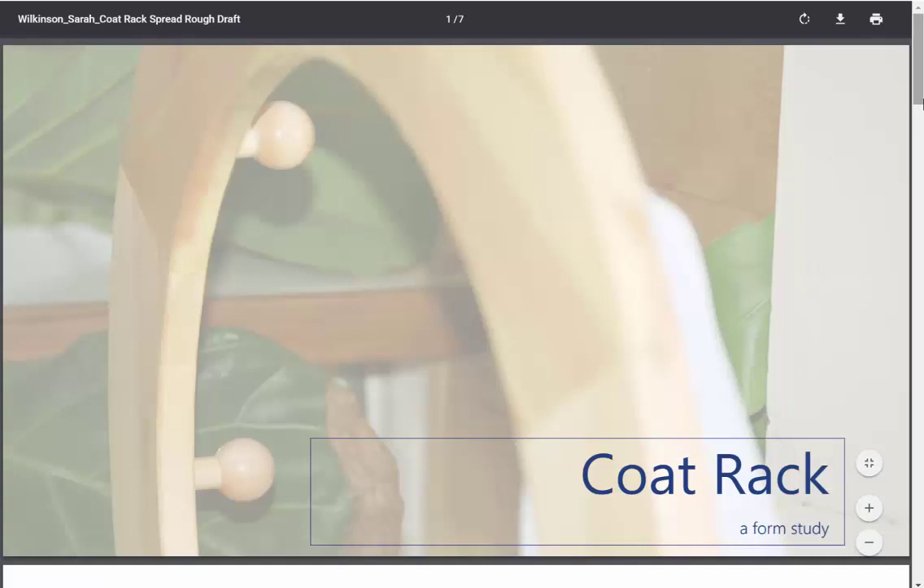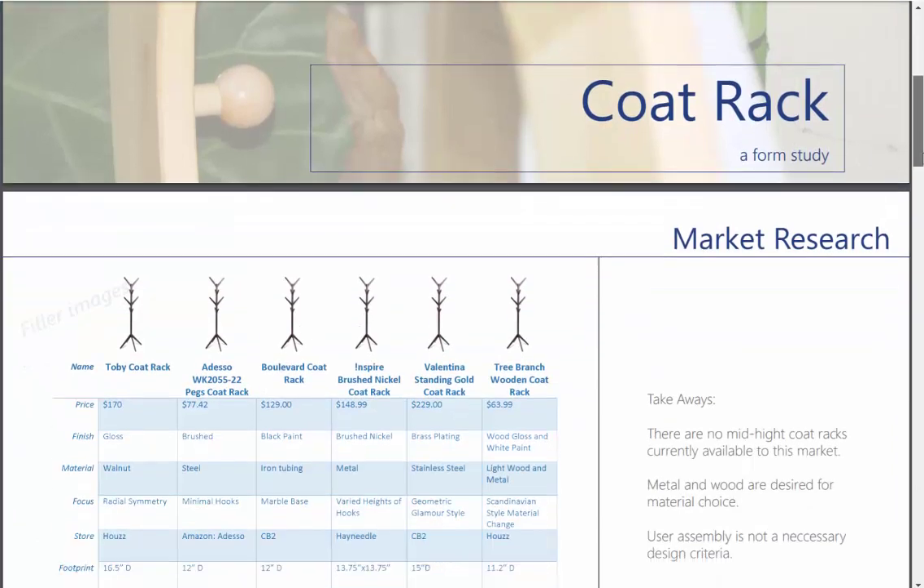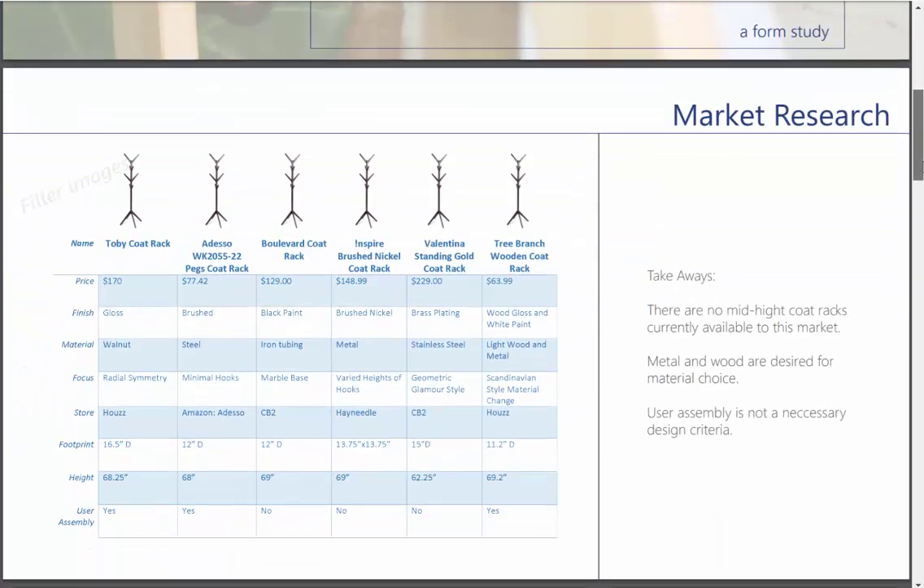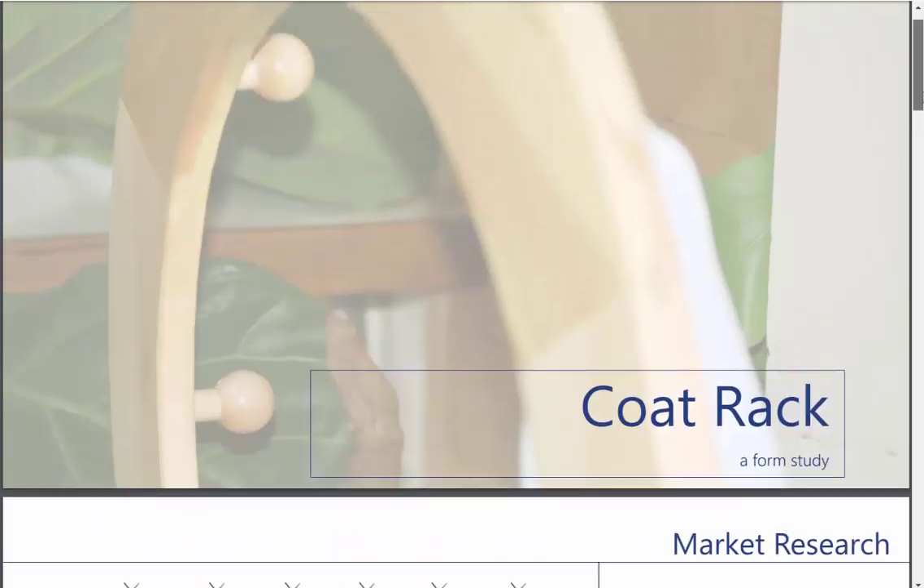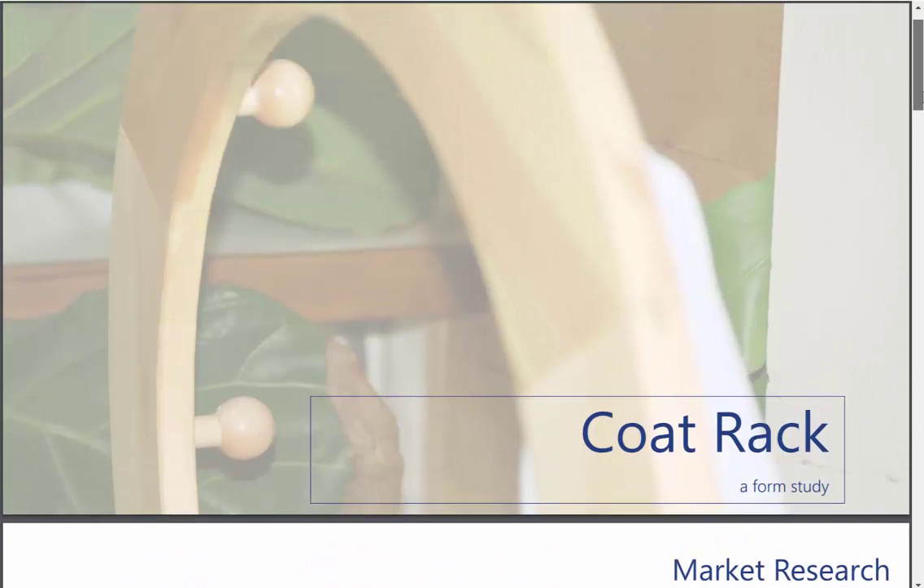There we go. Coat rack, a form study. Okay. What do we need in a coat rack? I don't want to do market research first. Like, why do we need a coat rack in the first place? And then what type of VBL are we looking for here? So a mood board could be interesting. Well, explain one, why do we need it? Why it's important that we create it?